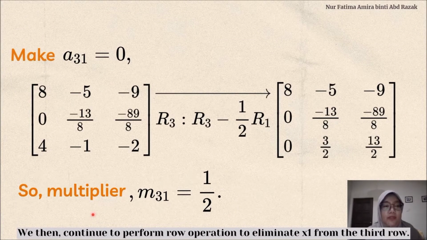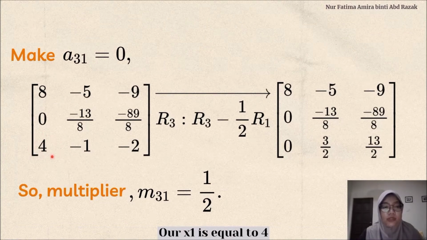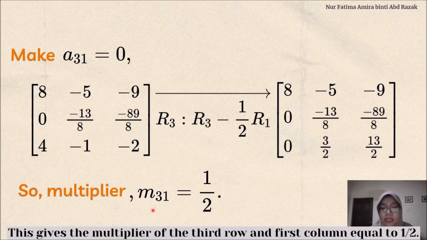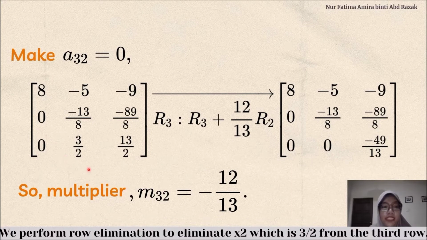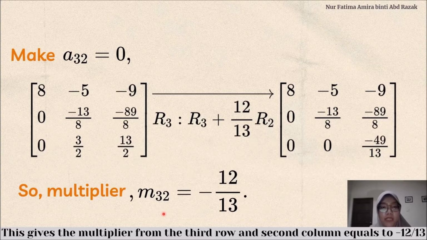We then continue to perform row operations to eliminate x1 from the third row. Our x1 coefficient is equal to 4, as you can see. This gives the multiplier for the third row and the first column equal to 1 over 2. The same goes for the second column. We perform row elimination to eliminate x2, which is 3 over 2, from the third row. This gives the multiplier for the third row and the second column equal to negative 12 over 13.